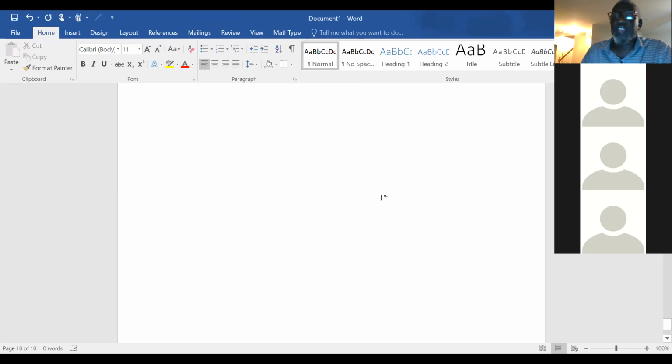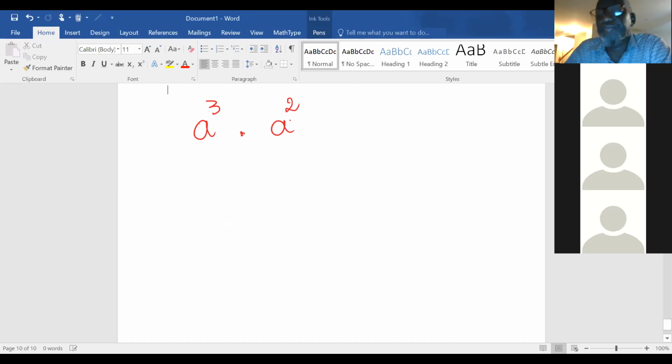So we're going to try to write at least the first rule. If we say a cubed multiplied by a squared, that is the same base, right? It's going to be a to what power, you think? A to the 5th power. In that case, we have to add up.